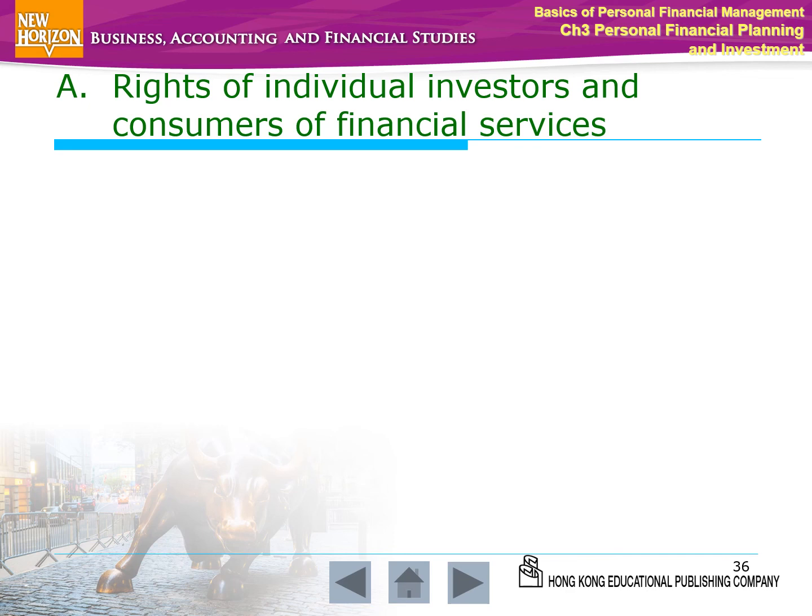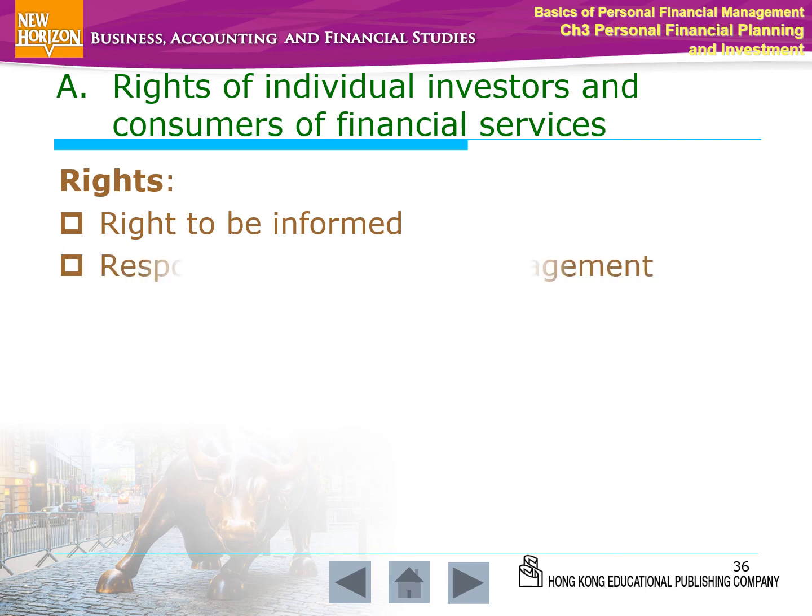Now we are looking at the rights of individual investors and consumers of financial services. Just like consumers, investors, of course, have the rights to what? To be informed. That means to be told of important information that is relevant to their investment decision. Second, they should be responsible for investment management. That means they should have some intermediaries which are responsible enough to make wise investment decisions.